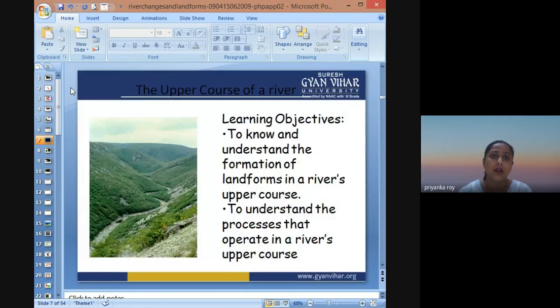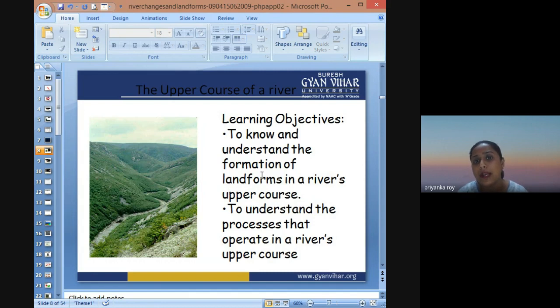Okay, now this is an upper course of a river, like I was talking about, the spurs. So if you see here, these look like this, interlocking like your fingers. These highland areas in between are called spurs. They are interlocking. This is an upper course of a river.